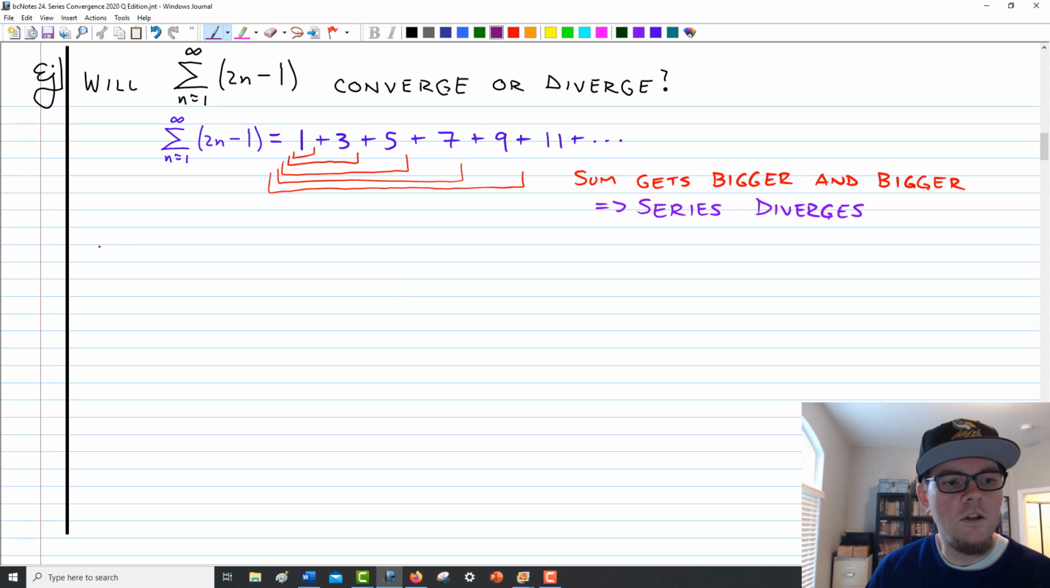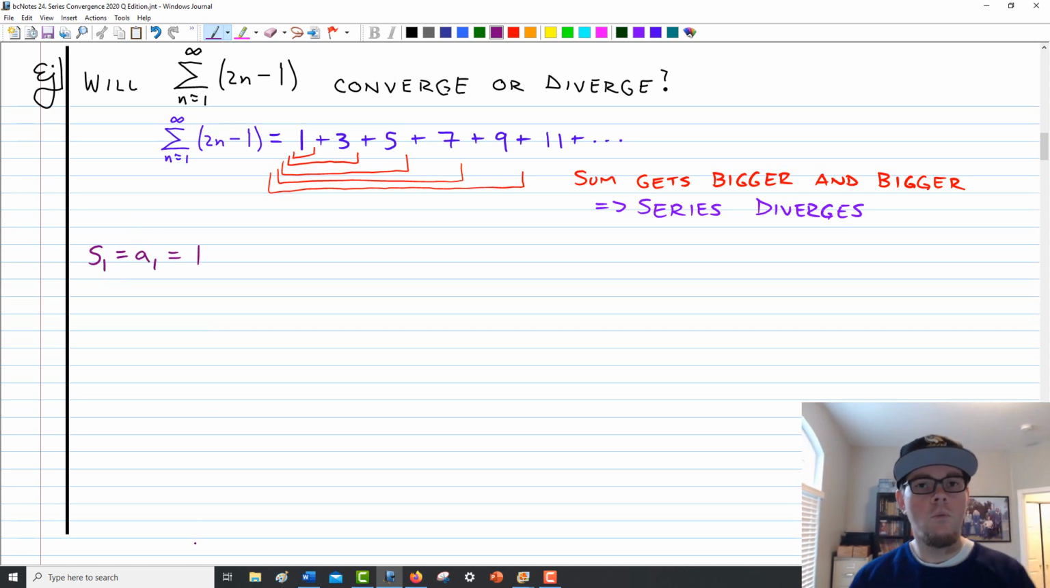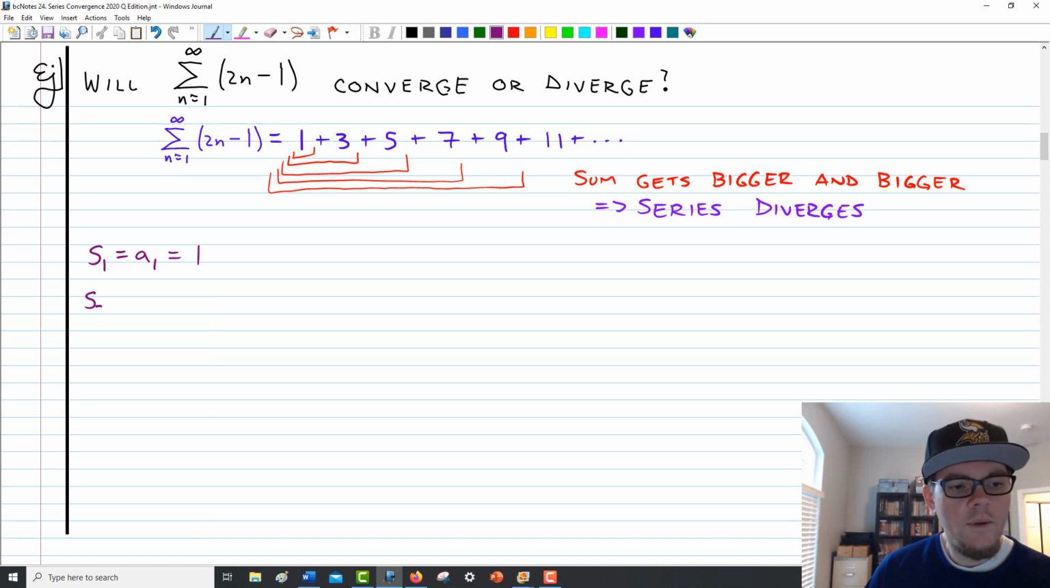Let's go down here and take a look. So if I want to calculate the sum of the first 1 terms of the sequence, that's going to be the same thing as a sub 1. And in our series, that's just going to be 1. So it's just 1. After that, if we want to talk about the second sum, that's going to be the sum of a sub 1 and a sub 2. Looking here, that's going to be 1 plus 3, which is equal to 4.